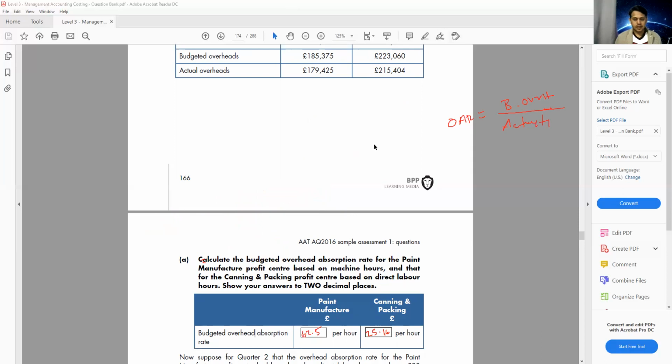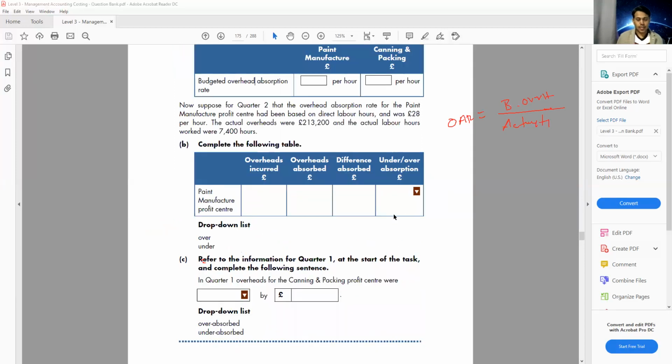Alright, let's move to the next question. What else do we have here? Okay, let's read the question. Now suppose for quarter two that the overhead absorption rate for the paint manufacturer profit center had been based on the direct labor hour. Okay, that's fine. The next quarter is based on the direct labor hour, and the overhead absorption rate is 28 pounds per hour. The actual overhead is 213, and the actual labor hour is 7,400 hours.